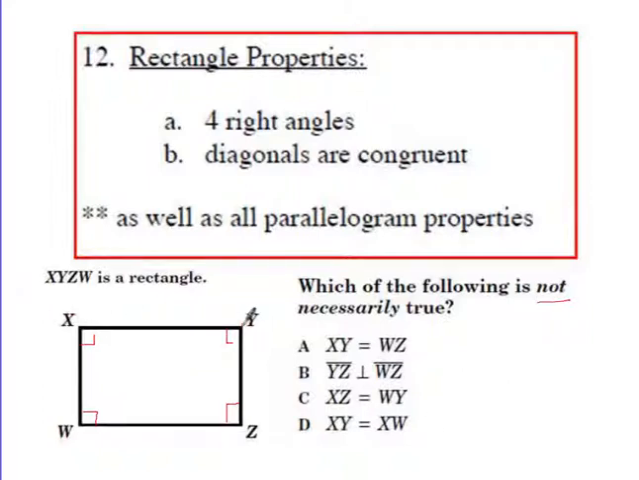So let's just read each one and see which one is the best answer. XY is equal to WZ. Well, that should be true because a rectangle is a parallelogram and the opposite sides are congruent. Choice B says YZ is perpendicular to WZ. Well, we know that rectangles have 4 right angles, so yeah, they're going to be perpendicular. XZ is congruent to WY. Those are the diagonals, and they should be congruent. Last one, XY is congruent to XW. That does not have to be true. Only the opposite sides have to be congruent.